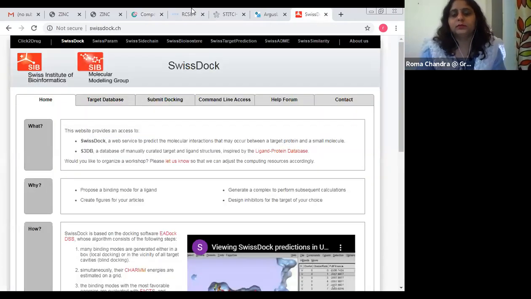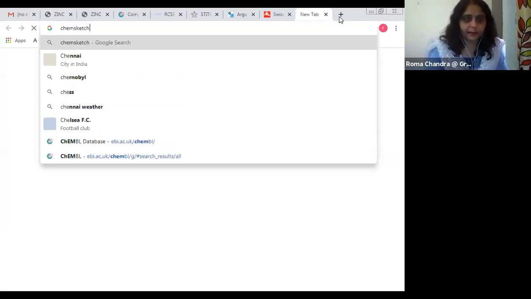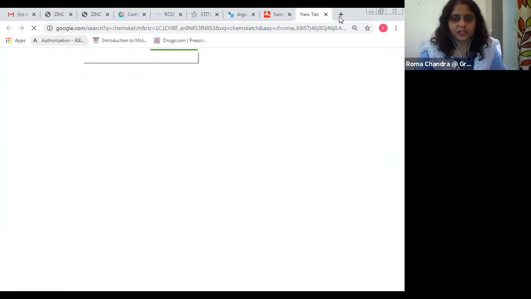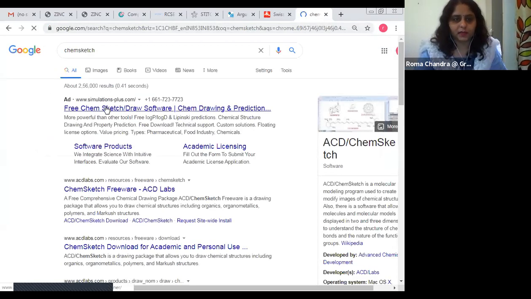The other one I was talking about, how the molecules, ChemSketch, although everything was embedded here only. What you just saw, the sketching which we were doing, was based on ChemSketch only. Okay, I'll show you ChemSketch also.